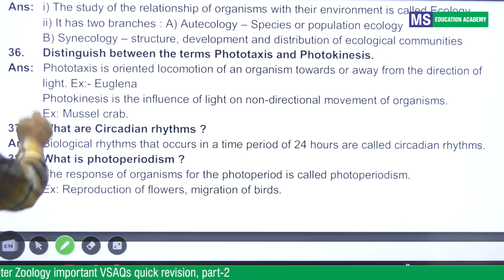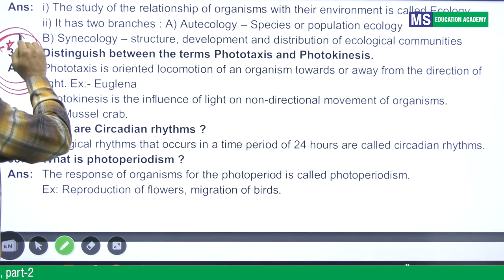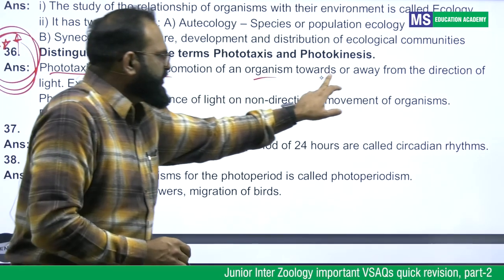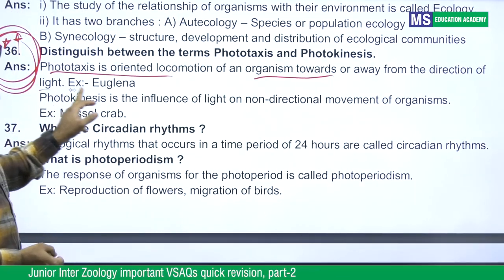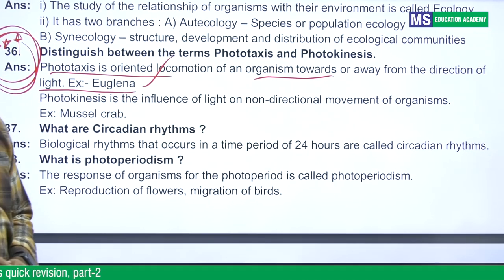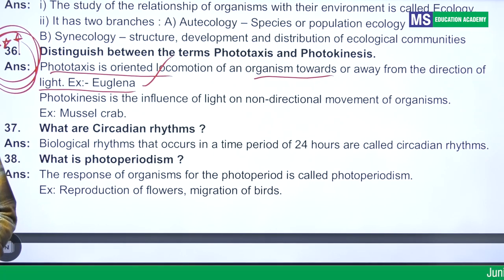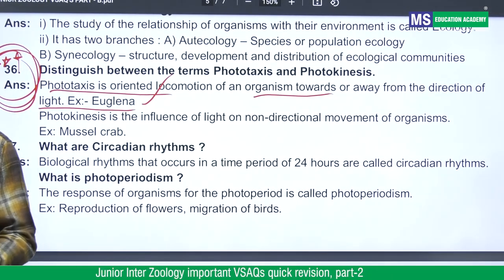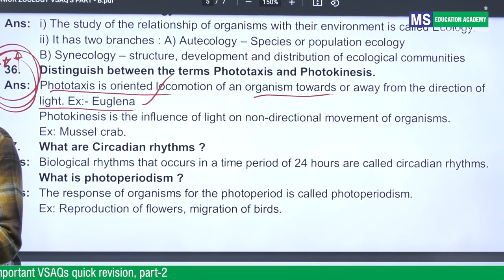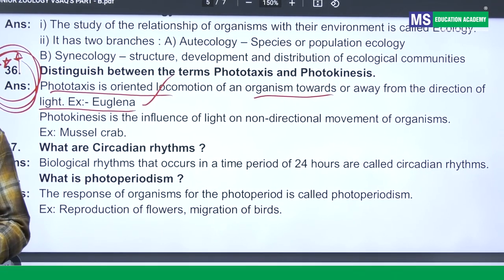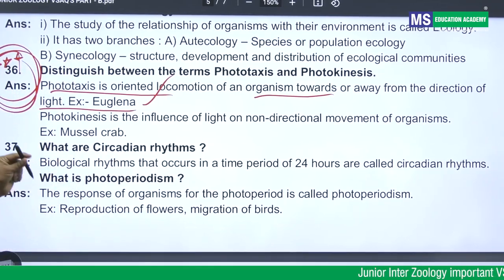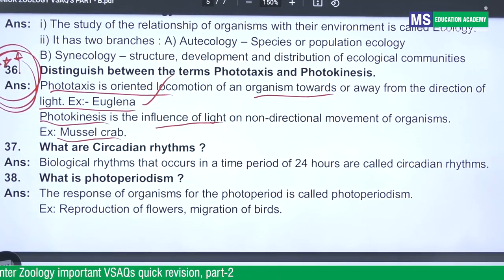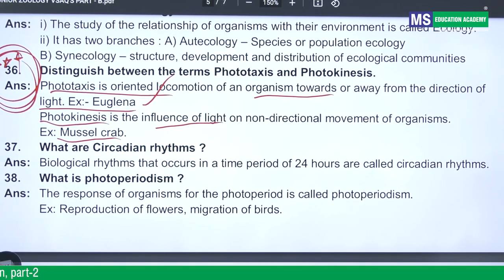Students, ye jo question hai bahut important hai: distinguish between phototaxis and photokinesis. Phototaxis is oriented locomotion of an organism towards or away from the direction of light. For example, Euglena. If you take a glass of water in which Euglena are present, kept in a dark room, and you torch that glass, Euglena will try to come towards the light. Positively phototactic. This is what we call phototaxis. Then what is photokinesis? It is the influence of light on non-directional movement of organisms. For example, mussel crab.